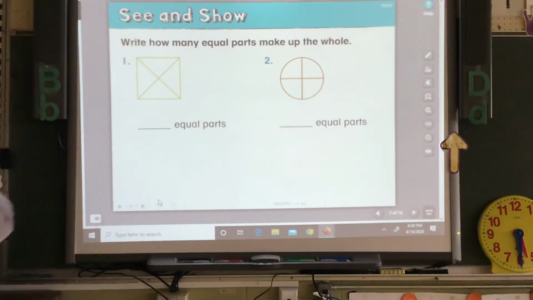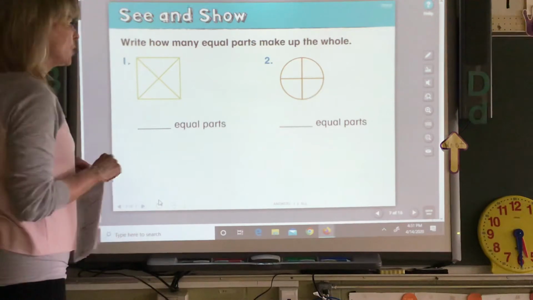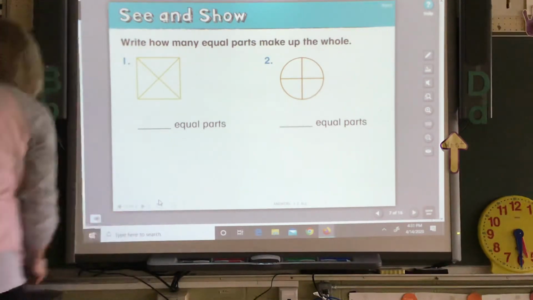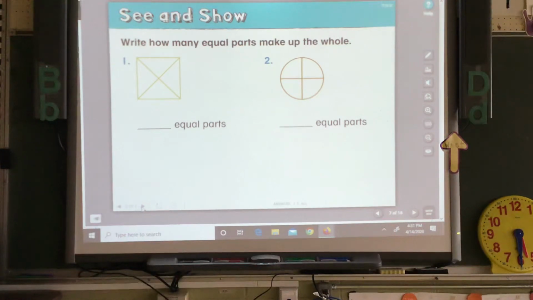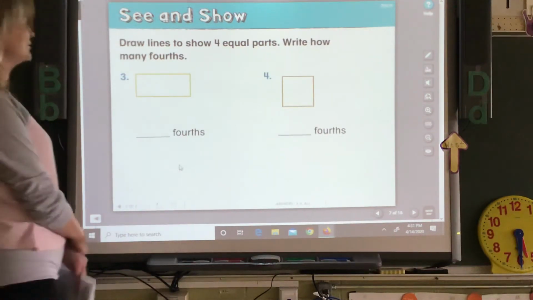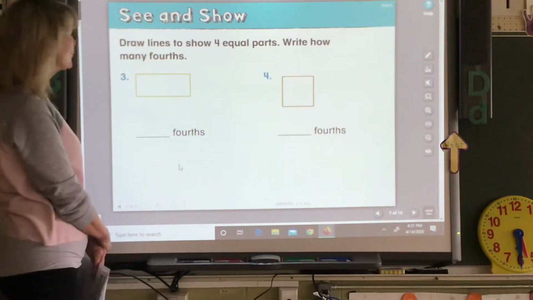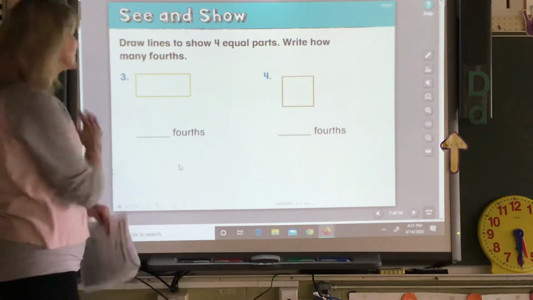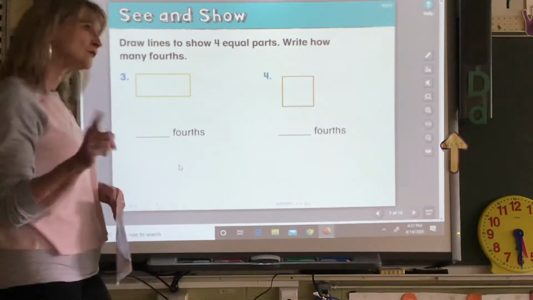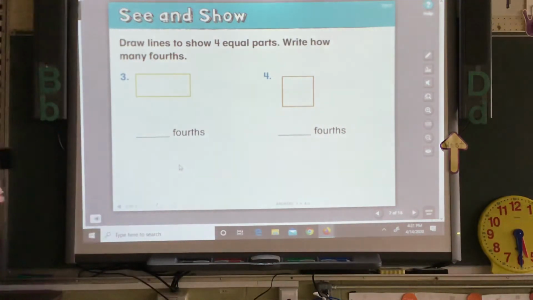All right. It says write how many equal parts make up the whole. Count how many equal parts. Write it down on both of those. And then it says draw lines to show 4 equal parts. Write how many fourths. So you just want to divide these to where there's 4 equal parts. And I think you can do that since we did the front ones together. All right? Then you'll flip your page.